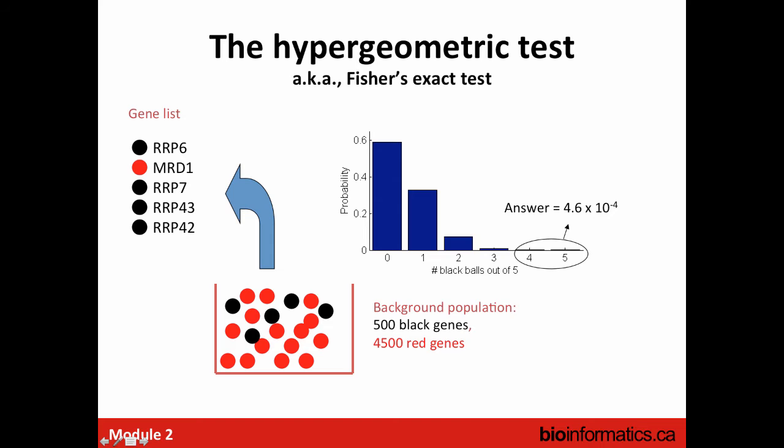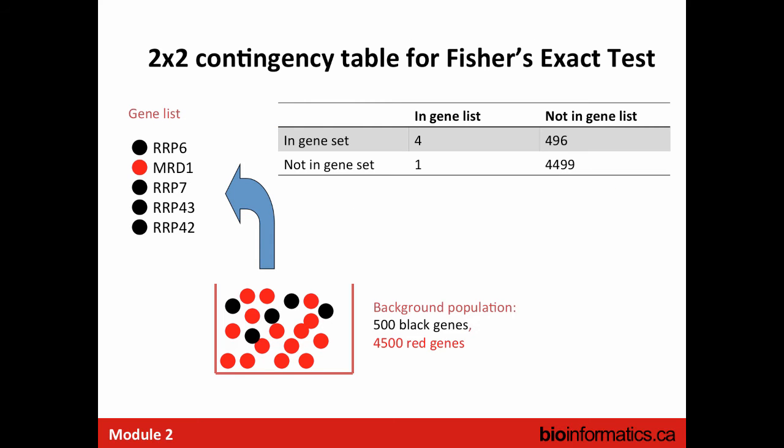So it's four black balls or more. So you sum these two probabilities together, and that gives you the p-value. And that's the probability that you would have seen 4 black balls or more if this were a random draw. Okay? And this is the null distribution. This is a hypergeometric test.